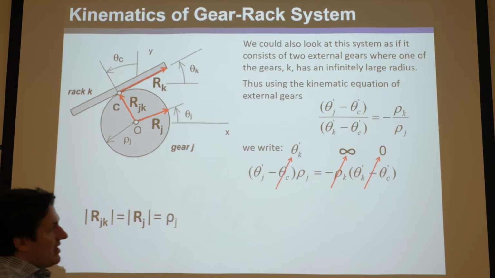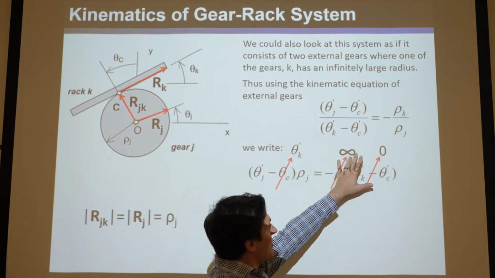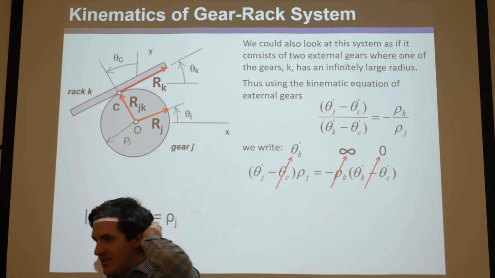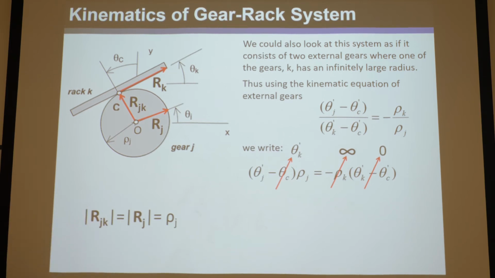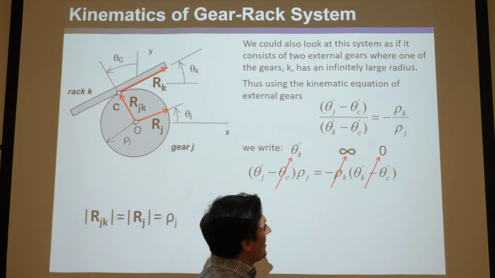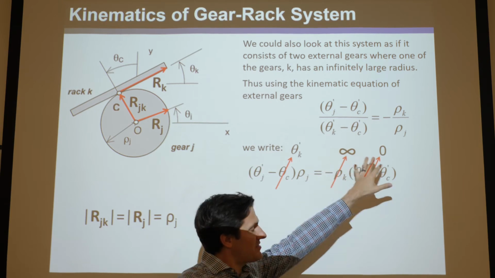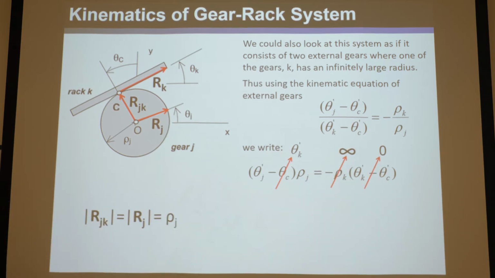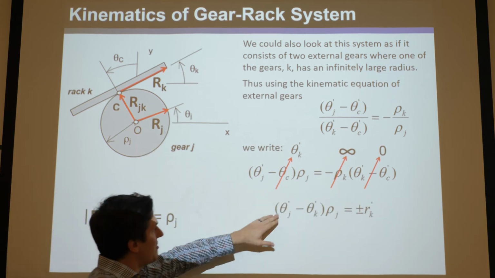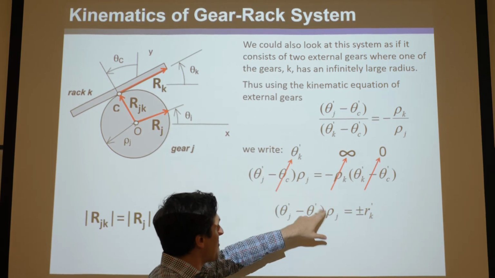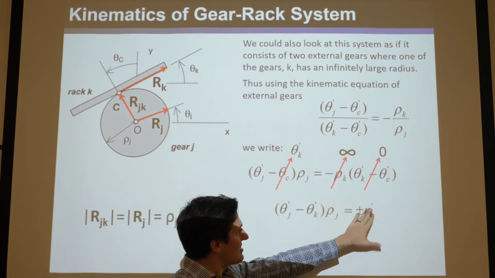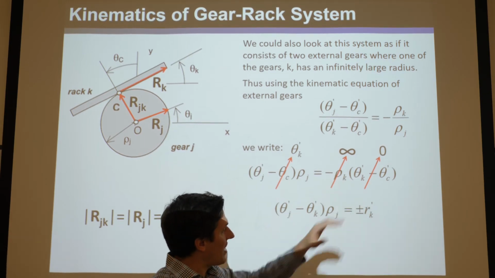Remember, in engineering here, infinity times 0 is always just any real number. It depends on how infinity is and how 0 it is, right? You think of 0 as c some number divided by infinity is 0, different flavors of 0, depending on how big c is. And there's different sizes of infinity, right? But if you times these two together, you can get basically any real number. Okay, so to write this equation a little differently for the rack and pinion scenario, you get theta j prime minus theta k prime, rho j equals just any real number, plus or minus rk prime.